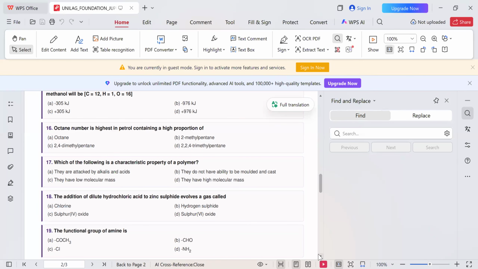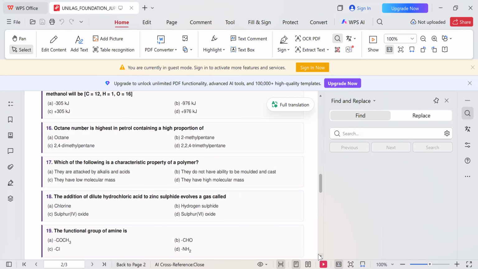Now, number 18, the addition of dilute hydrochloric acid to zinc sulfide evolves a gas called what? When hydrochloric acid reacts with zinc sulfide, what gas will it evolve? If you write the reaction out, you notice that when zinc sulfide is reacting with HCl, you are going to get zinc chloride plus hydrogen sulfide.